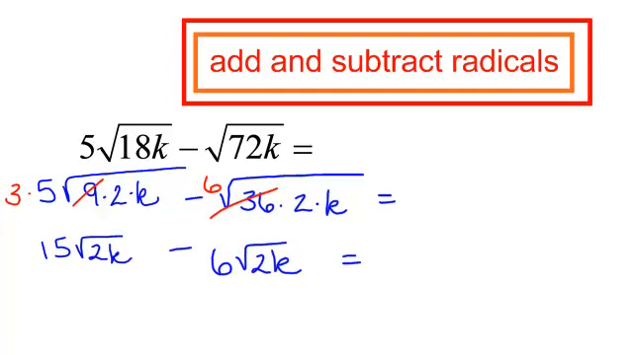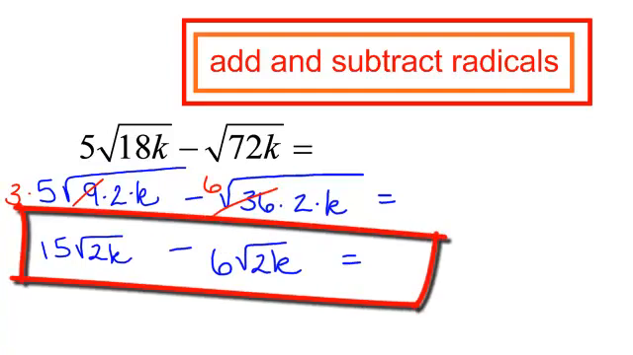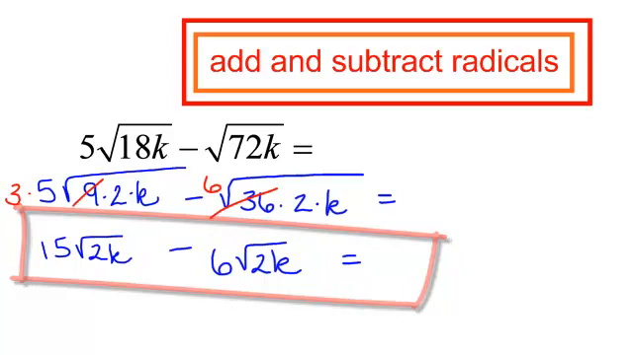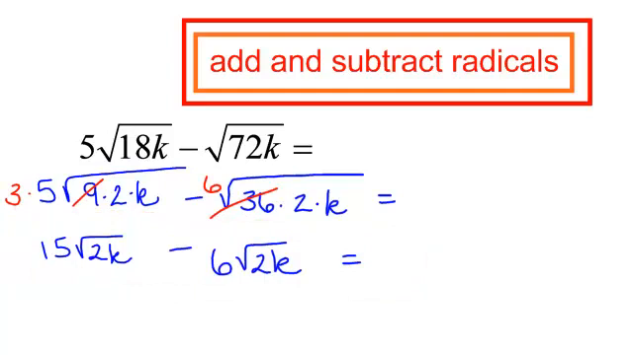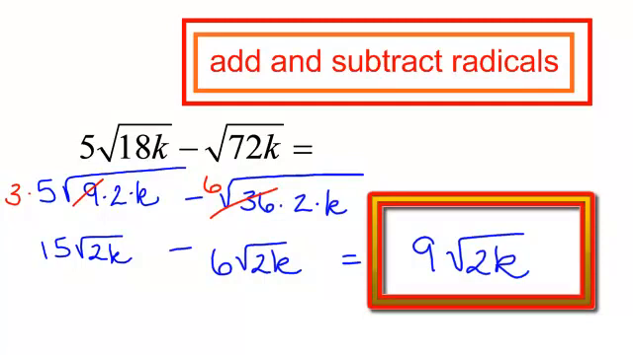I have everything simplified. 15 radical 2K minus 6 radical 2K. Sorry, that's a little bit slanted, but you know, I majored in math, not in art. Okay, so hopefully you can still read that. 15 radical 2K minus 6 radical 2K is going to be something radical 2K. It will be 9 radical 2K. And that is my answer. Not quite as hard as it looked.